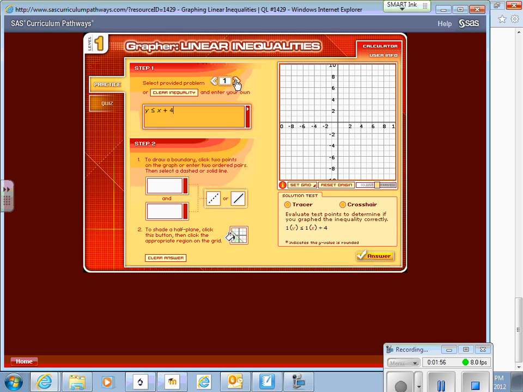Let's try another problem. Let's change this one a little bit. We'll change that to... okay. So the y-intercept is 5. The slope is 3/2, meaning up 3 over 2.